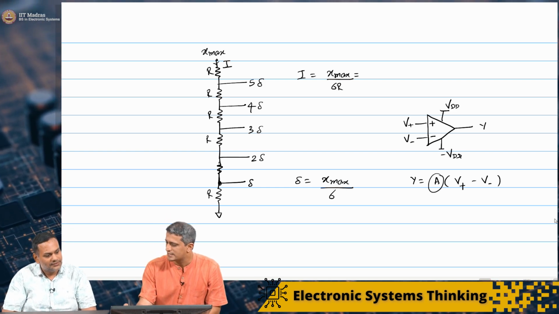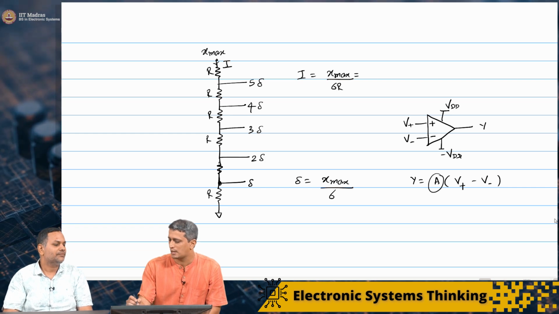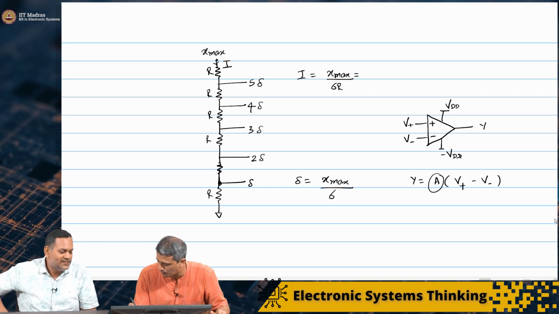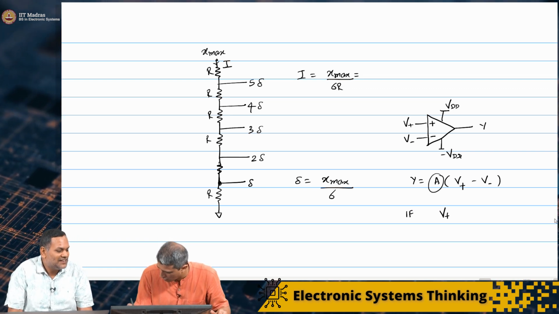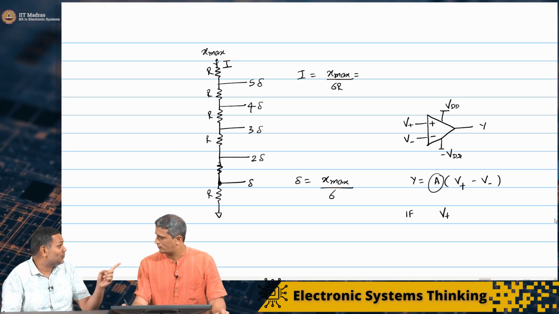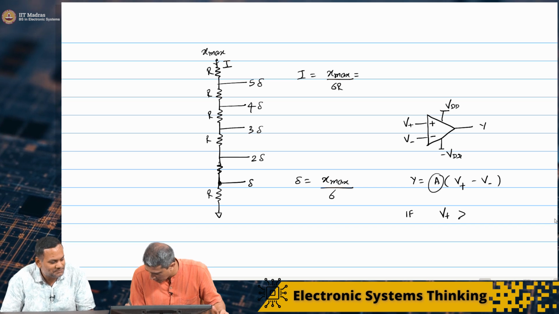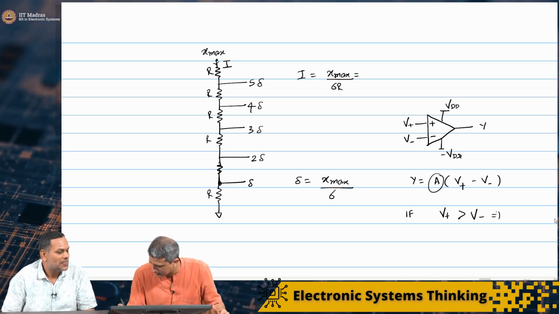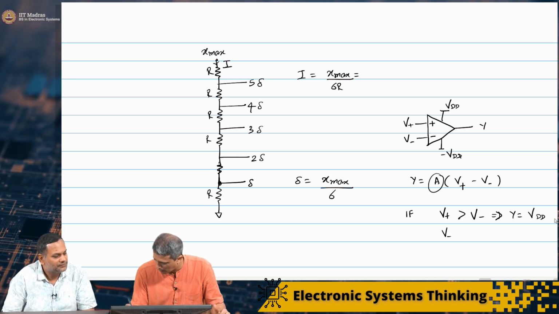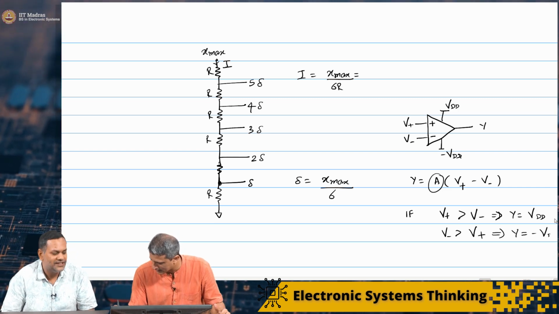If V plus is greater than V minus, even a little bit, and the amplification factor is high enough, this comparator would simply give VDD. So if you have an amplifier with high enough gain, with A being very large, it will look like a circuit that performs comparison, so I called it a comparator. If V plus is greater than V minus, Y equals VDD, and if V minus is greater than V plus, this amplifier will just return minus VDD.